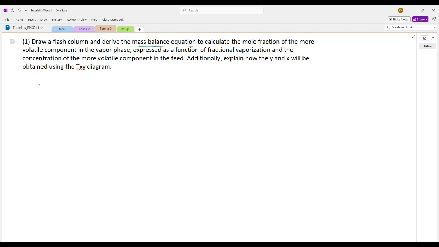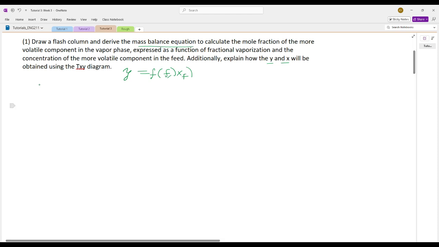You need to perform some mass balance in order to calculate the mole fraction of the volatile component, which is going to be y in the vapor phase, expressed as a function of fractional vaporization and the concentration of the more volatile component in the feed, which is xf. The other question is to explain how y and x will be obtained using the txy diagram.